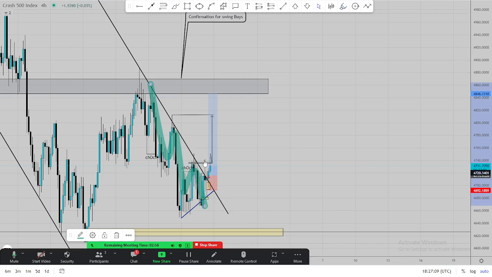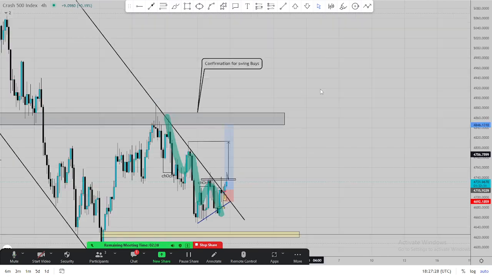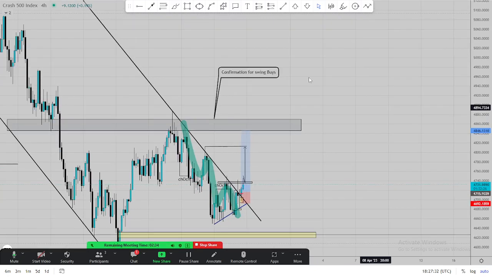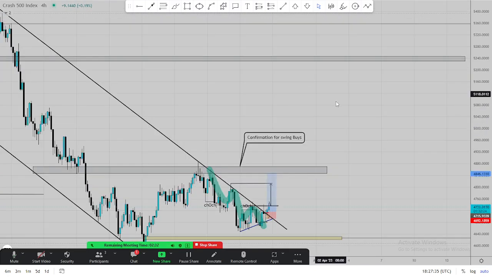Where is the lower high? The lower high is this level here, this zone that I marked here. That's a lower high. Once it's broken, that's now a confirmation to say we are now going up. And when we are going up, remember the target I showed you, the target that I'm expecting the market to push all the way to: the 38.2 Fibonacci I showed you.